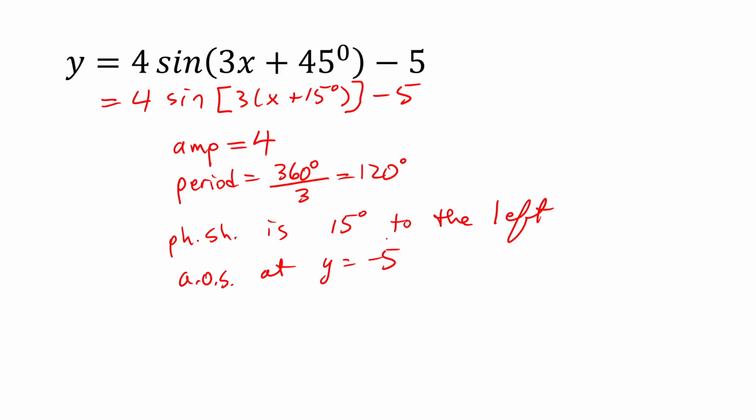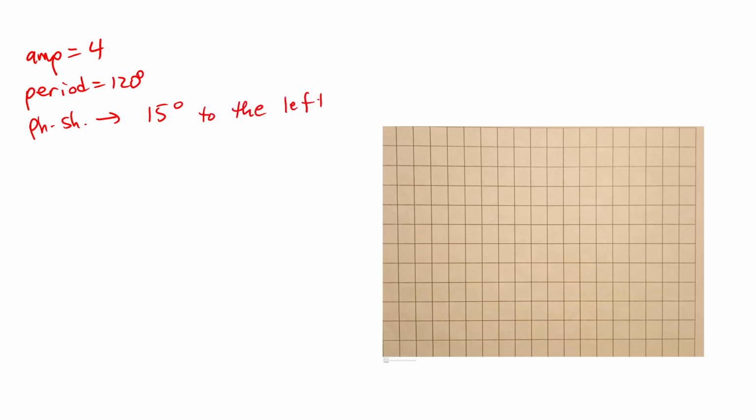Okay, so we've got all this information, and what we're going to do now is do our best to plot it. But before we do that, we're going to try and remember that the key interval will be the period divided by 4, which it always is. So the key interval is going to be 30 degrees. So coming back to the next slide where we're going to be graphing it, we see that the amplitude is 4, the period is 120 degrees, the phase shift is 15 degrees to the left, and the axis of symmetry is at y equals -5.